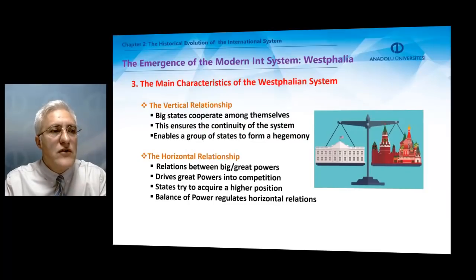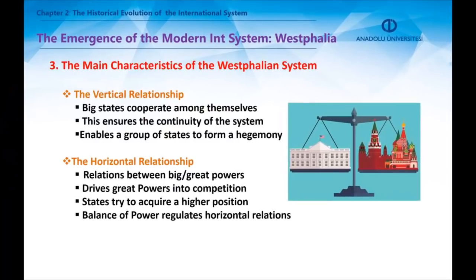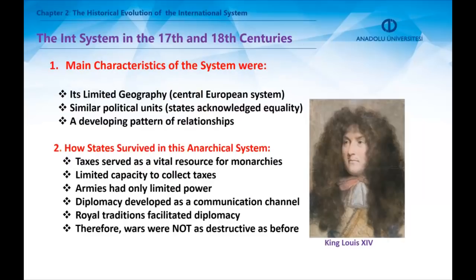Then our book talks about the main characteristics of this Westphalian system. There are two main characteristics. First is the vertical relationship. Second is the horizontal relationship. The vertical relationship, in fact, is between the big states and smaller states. The horizontal relationship is the relationship between the big or the great powers.